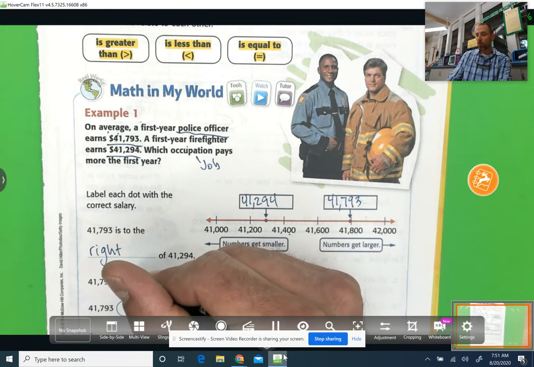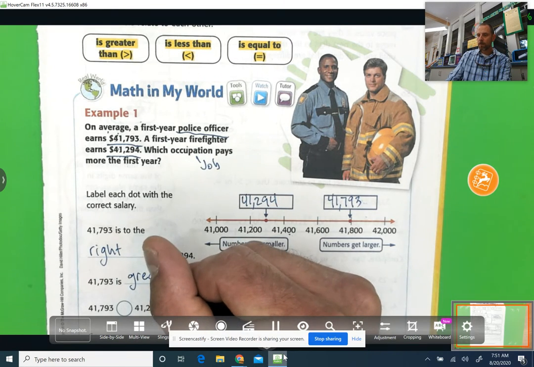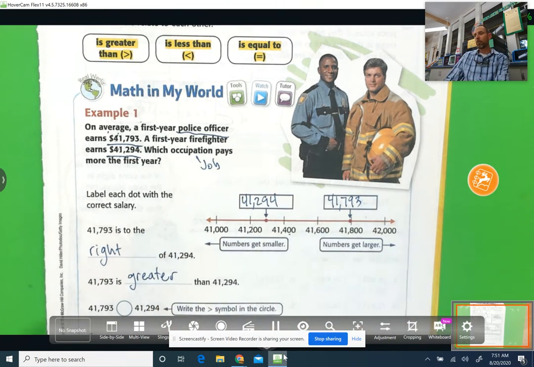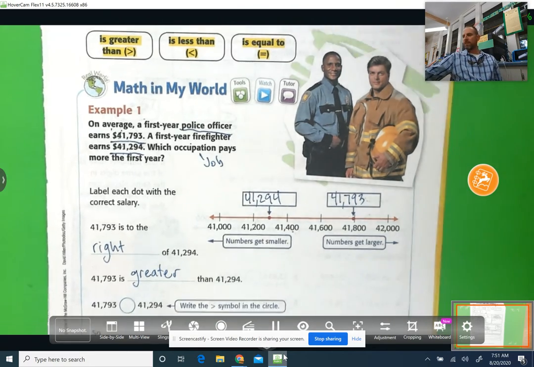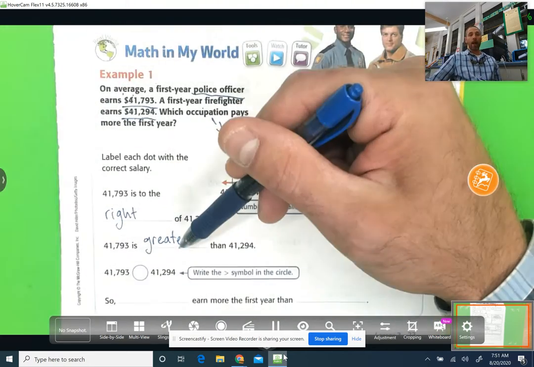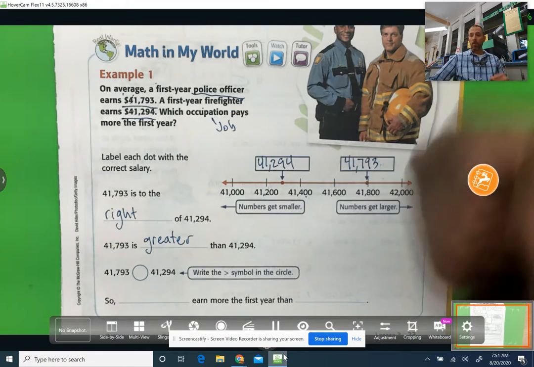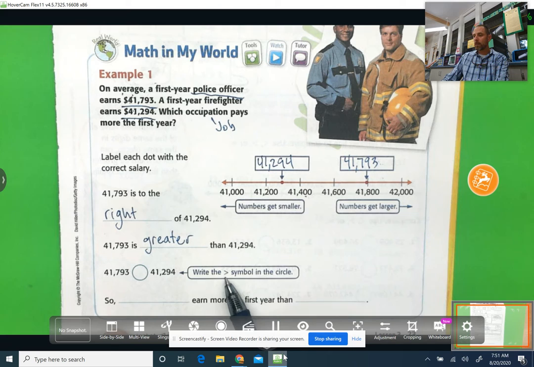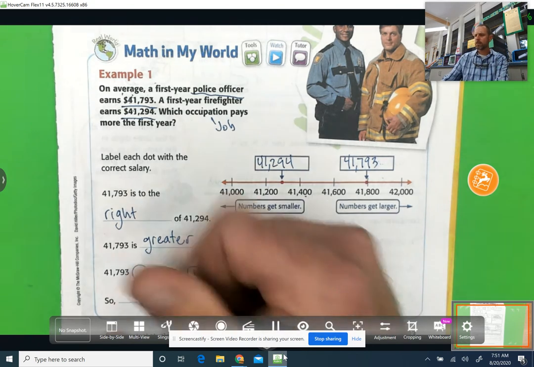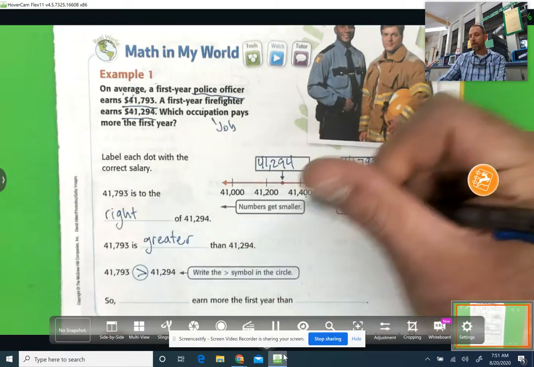41,793 is greater than 41,294. And there's another way to represent that answer. Instead of just saying greater or writing greater, you can put the symbol that means greater than. Write the greater than symbol in the circle. And that's the greater than symbol. It's telling you what to do there.